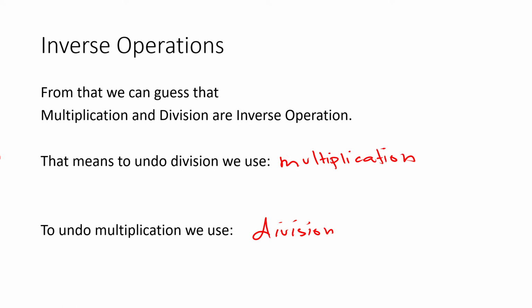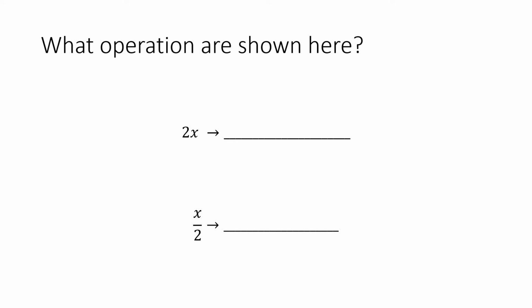Now, before we start undoing operations, I want you guys to remember what operations are being shown. I want you guys to answer on your own or list it out. What operation is being shown in 2x and what operation is being shown in x over 2? Okay? So on a sheet of paper, I want you guys to write what operation you think is 2x and x over 2. Okay? Hint, they are not addition or subtraction.